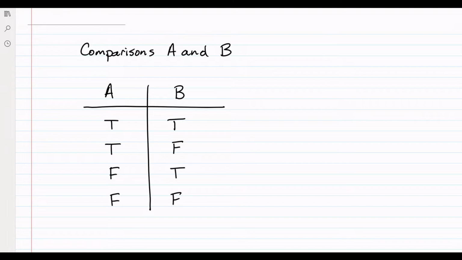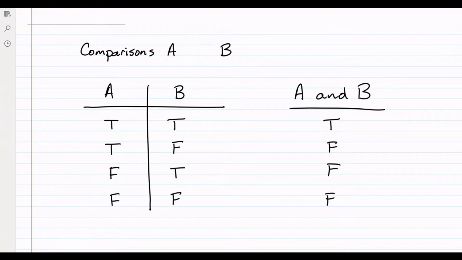Then if you did A and B, then the logic says of this AND statement that only when both of these are true will this entire comparison be true. So this one would be true, this one would be false because one of them is false, this one's false because one of them is false, and this one's false because both of them are false. Okay, so only when both are true would those actually evaluate to true in that compound comparison.